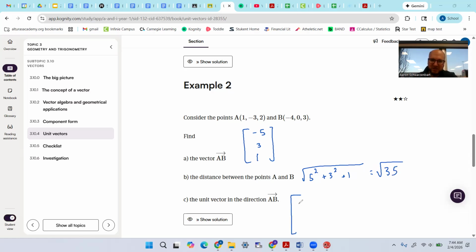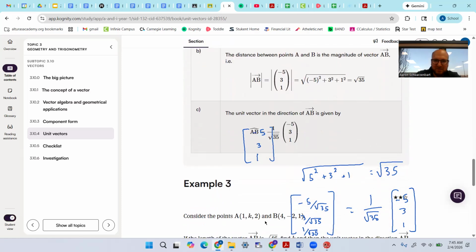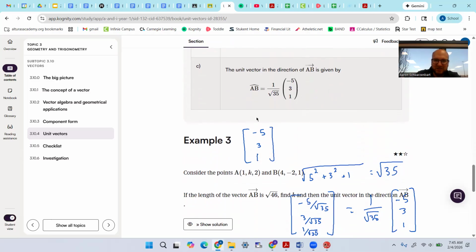My unit vector, again, take each one, divide it by the magnitude. Or if you want, I suppose you could just do this. And I do prefer this matrix notation. It's going to get real useful later on. Yeah, they gave it in factored out form.